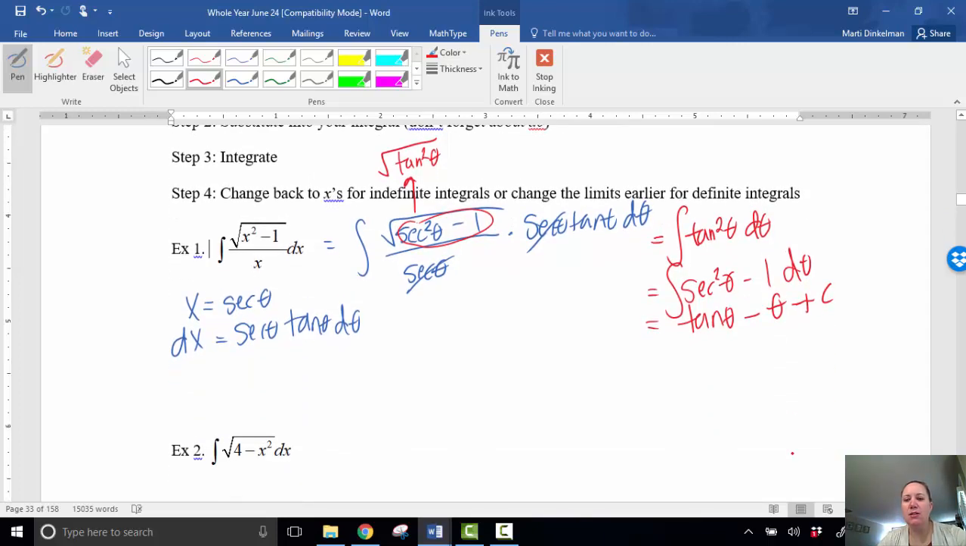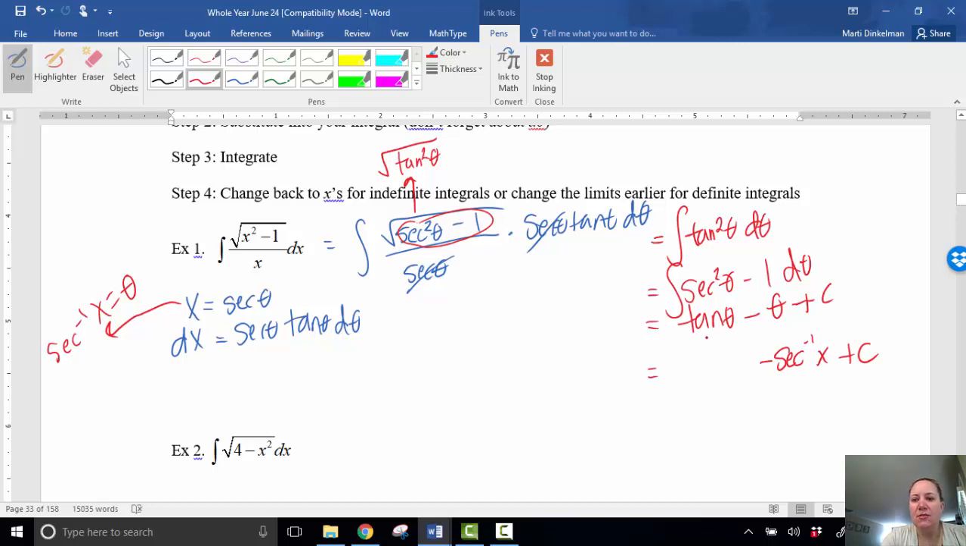So now back to step 4, we need to figure out how to turn this back into x's. So there's a couple things we need to do. I'm going to start with trying to figure out what theta is. If I want to isolate theta, I have to do secant inverse on both sides. So I'm going to claim that secant inverse of x is equal to theta. So there's going to be something here, and then minus secant inverse of x.